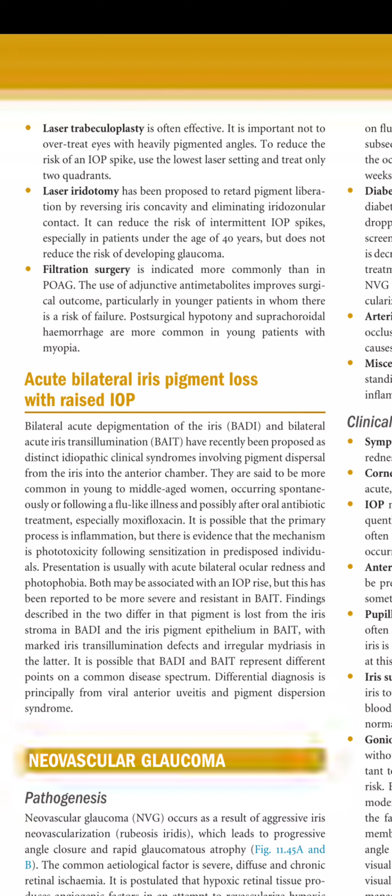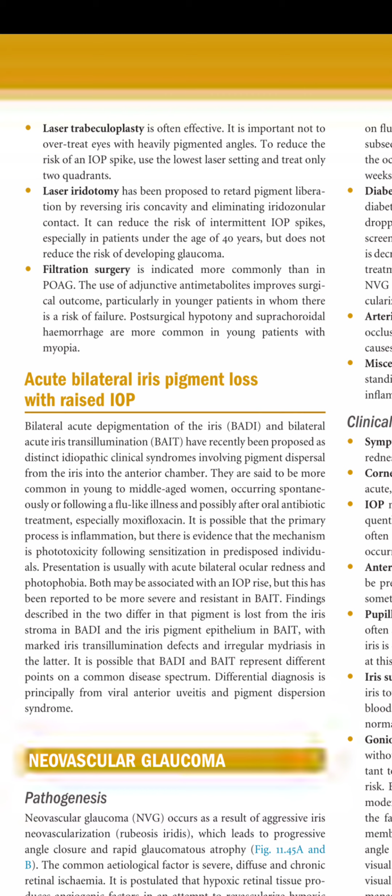Laser iridotomy has been proposed to retard pigment liberation by reversing iris concavity and eliminating iridozonular contact. Thus it can reduce the risk of intermittent IOP spikes, especially in patients under the age of 40 years. So laser iridotomy has also been a convincing treatment regime, but it does not reduce the risk of developing glaucoma. Filtration surgery is indicated more commonly than in POAG. The use of adjunctive antimetabolite improves surgical outcome, particularly in younger patients in whom there is a risk of failure. Post-surgical hypotony and suprachoroidal hemorrhage are more common in young patients with myopia.